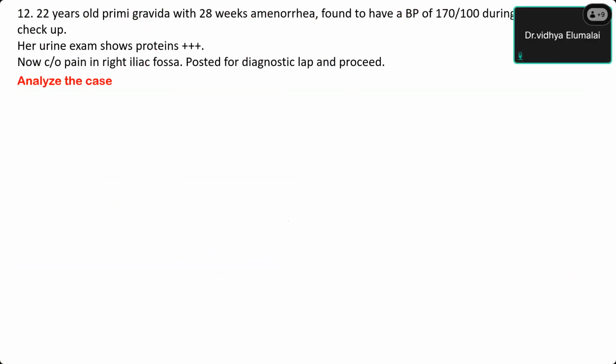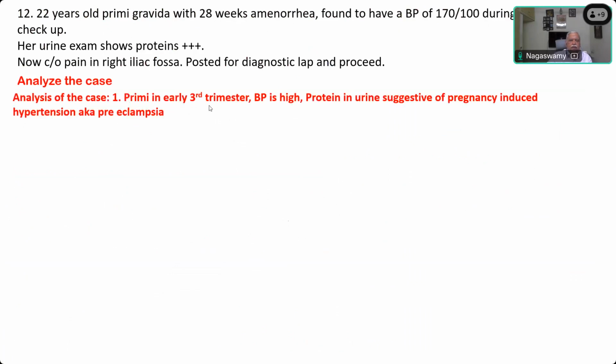Sir, BP of 170 and 100 and urine examination showing protein, it is a severe preeclampsia, since the BP is more than 160/90. First of all, the patient is a primigravida. Which trimester is she in? Second trimester. That is the first point. So always go with that. So primigravida in early third trimester, I mean 12 into 2, 24. She is in the third trimester now, isn't it? Yes. And BP is high, protein in urine, suggestive of pregnancy-induced hypertension, also known as preeclampsia.